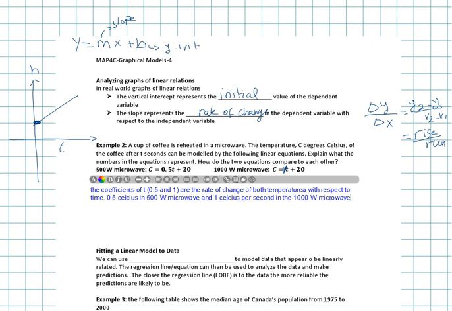The constant 20 in both equations is the initial temperature of the coffee at T equals 0 seconds. Are you guys good with that?